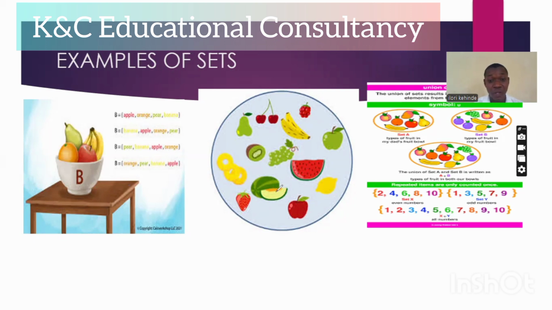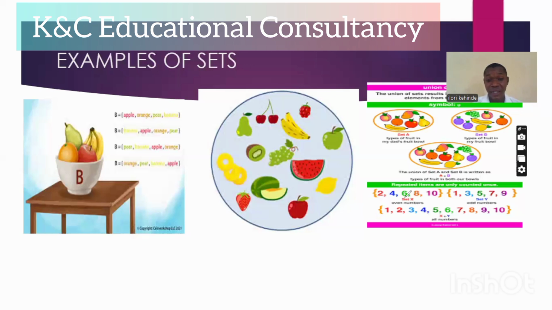In this set of fruit, we have blueberry, we have watermelon, we have different kinds of fruit that are connected together. And that is why we also regard it as a set, because they bring together a collection of fruit.